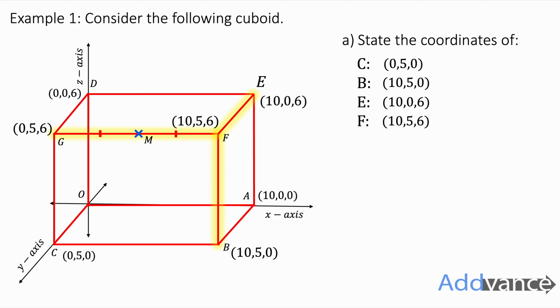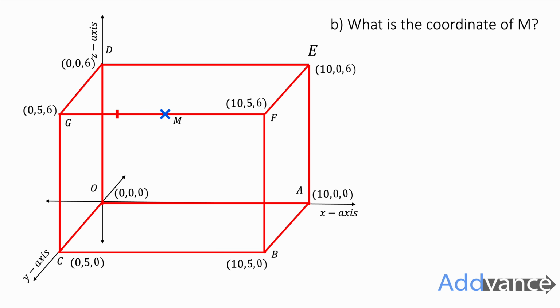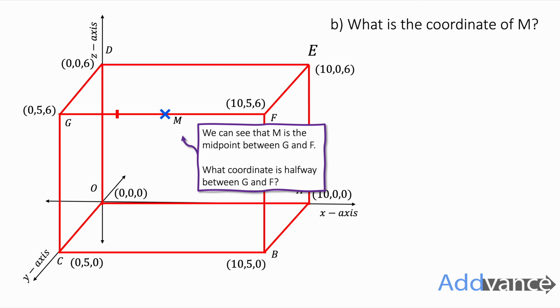Okay, we've managed to find those coordinates. Now let's have a look at the midpoint. What is the coordinate of the midpoint M? We can see that M is halfway between G and F. And so it's going to be the midpoint of G and F. And you can see that G and F are very similar. They've got 5 and 6 as the y and z coordinates. Only the x coordinate is different. So you have to go halfway between 0 and 10, which is like this, 5, 5, 6. That's the midpoint between G and F.